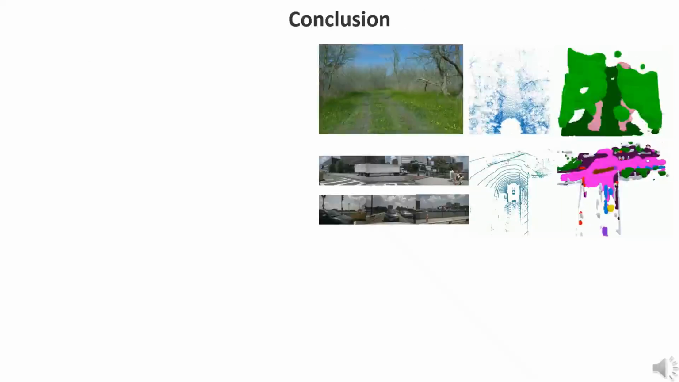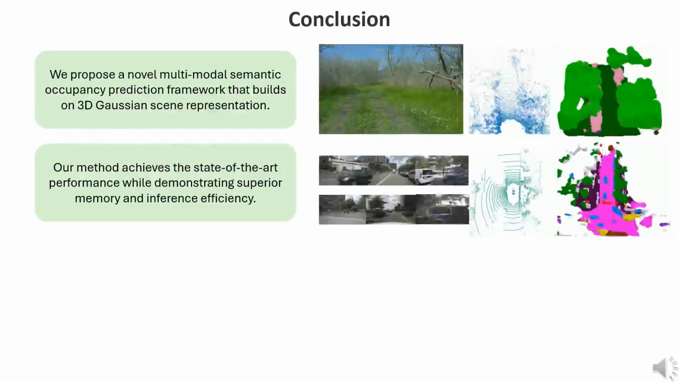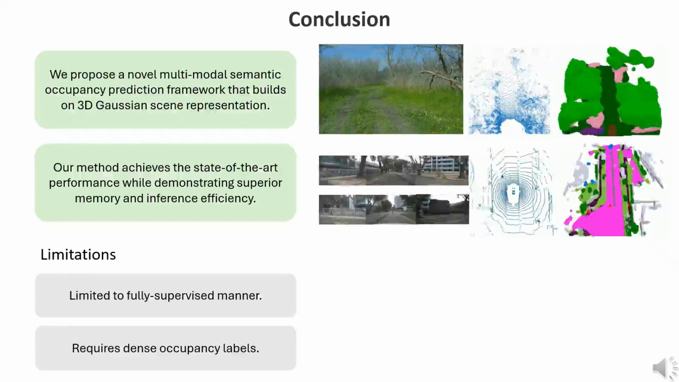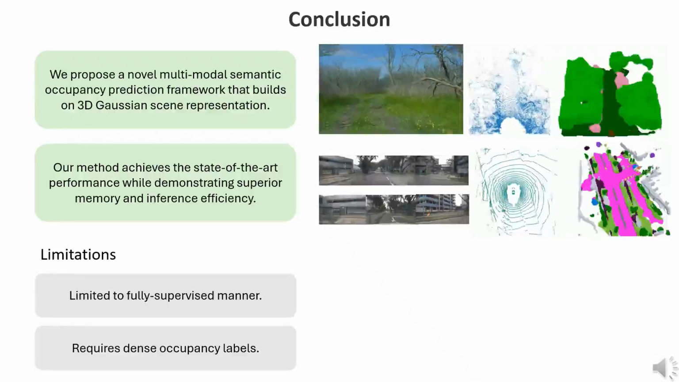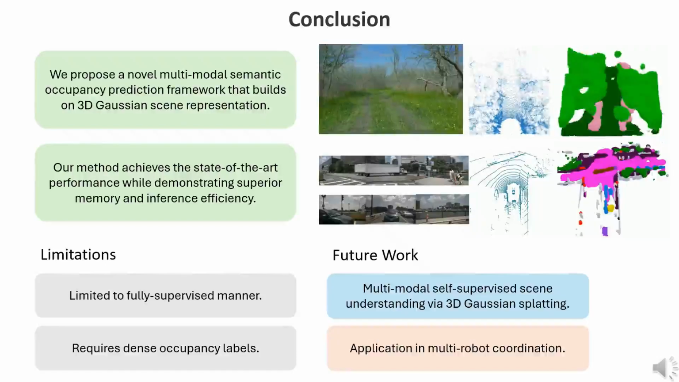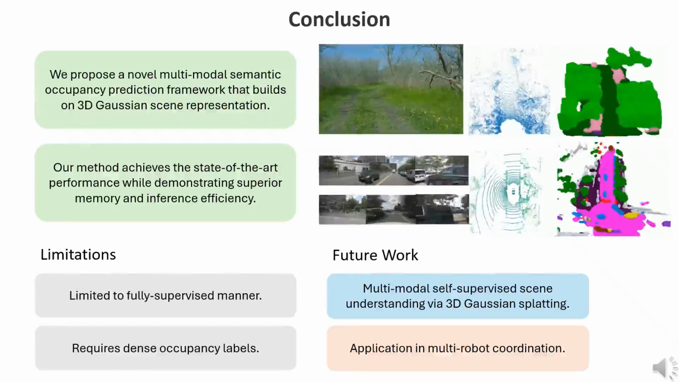In summary, we propose a novel multimodal occupancy prediction framework which builds on 3D Gaussian representation. However, our method is still limited to the fully supervised manner and requires dense occupancy labels. In the future, we hope to explore its self-supervised variant and its application in multi-robot coordination.